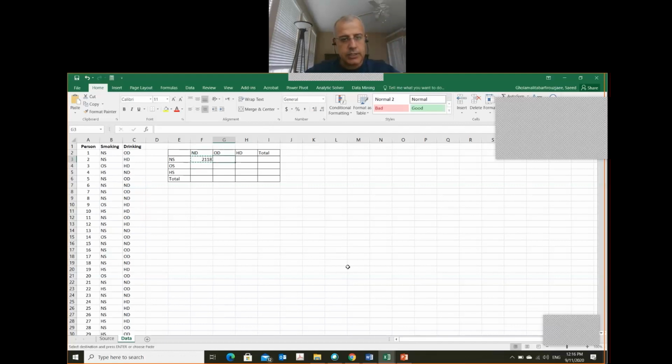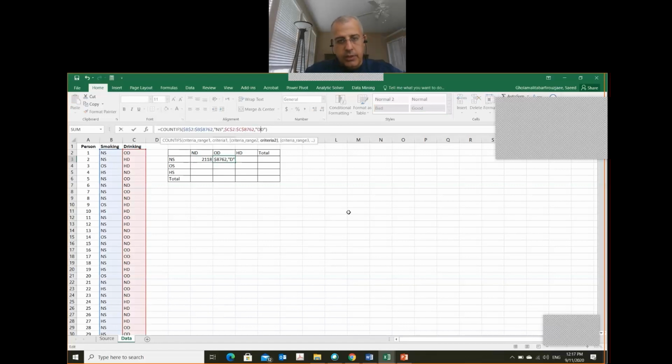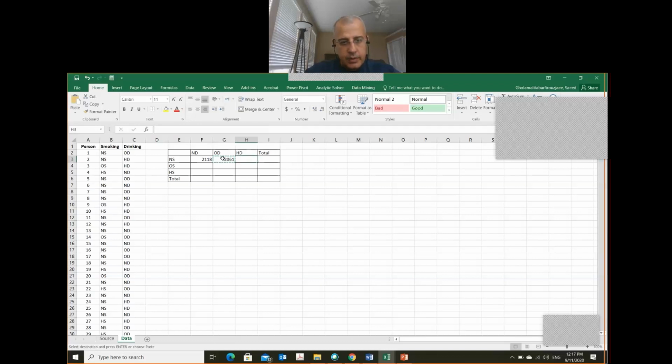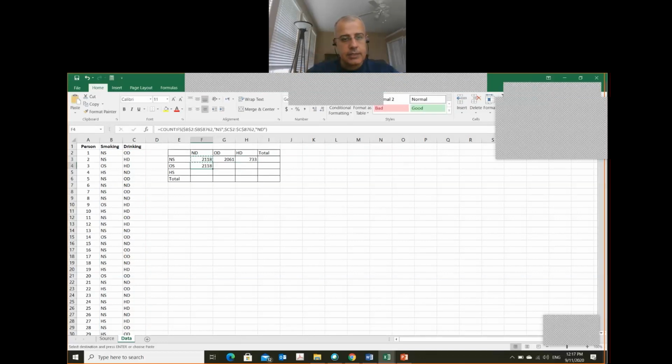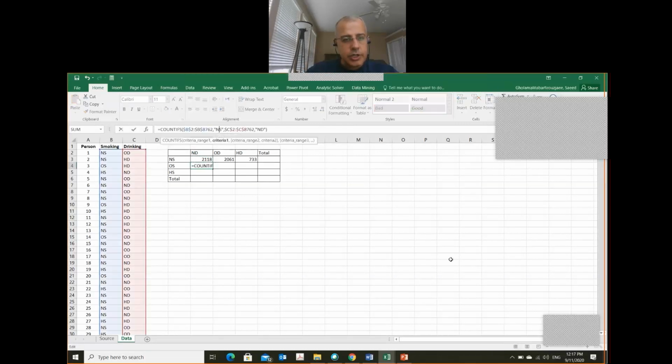I can copy this formula for the other conditions. Our two ranges are constant. Now for this one we have non-smoker, and I just need to check occasional drinker. The third condition, I'm going to copy this formula to this one. Again, ranges are the same. First condition is non-smoker, and the second condition must be changed to heavy drinker. And again, copy, paste. This time I have to change the first condition. This is going to be occasional smoker.